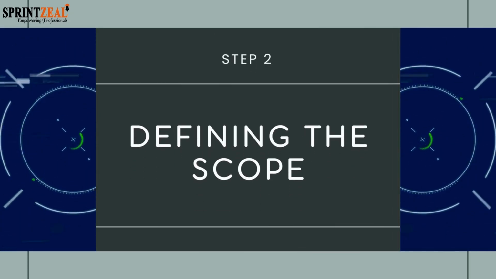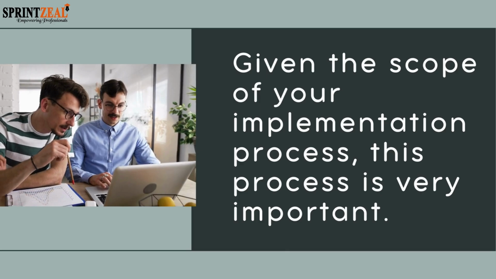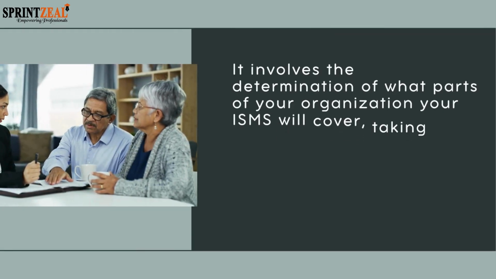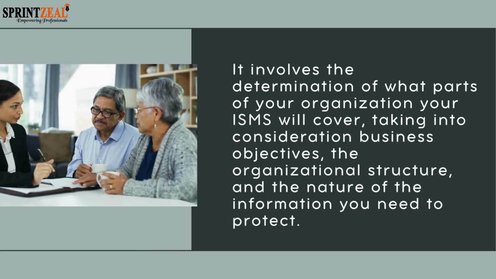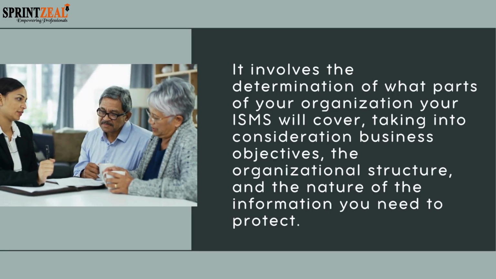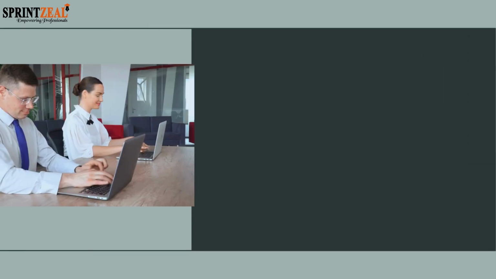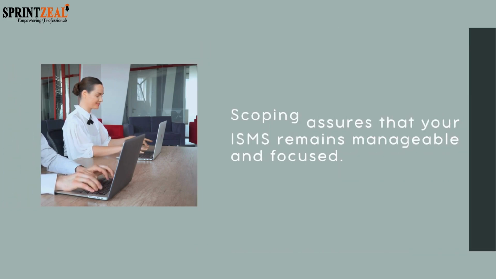Step 2. Defining the scope. Given the scope of your implementation process, this process is very important. It involves the determination of what parts of your organization your ISMS will cover, taking into consideration business objectives, the organizational structure, and the nature of the information you need to protect. Scoping assures that your ISMS remains manageable and focused.